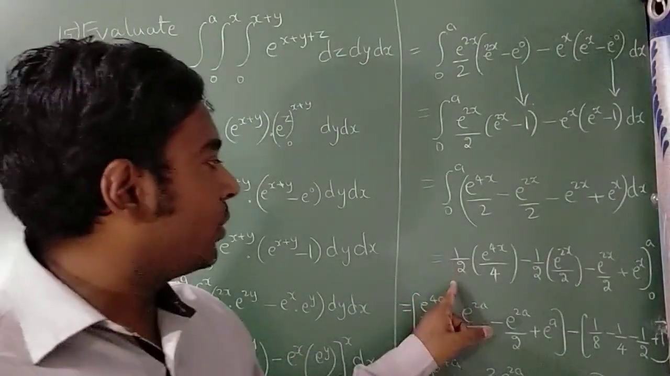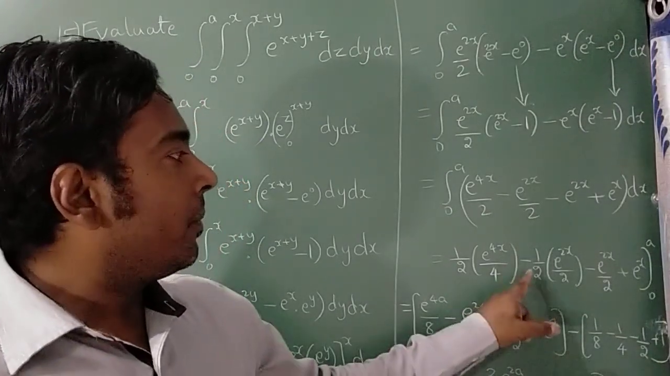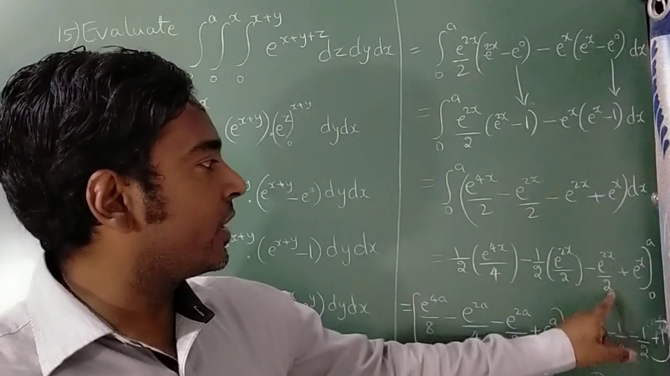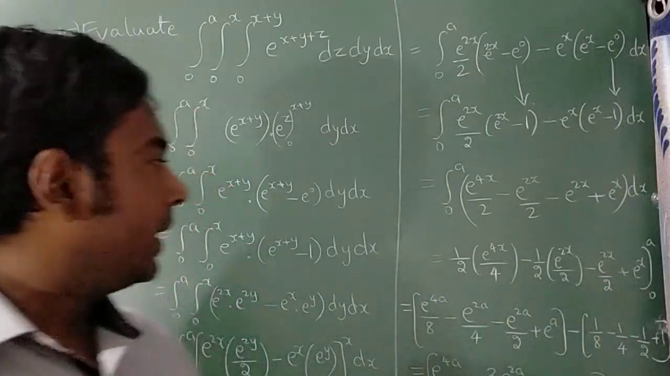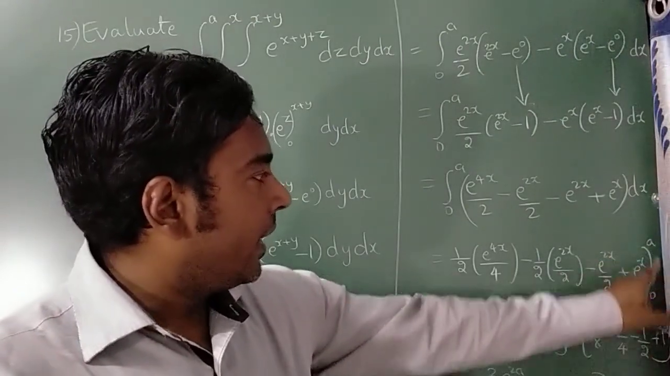So write 1 by 2 outside, e raised to 4x divided by 4. Okay. Minus 1 by 2 outside, e raised to 2x divided by 2 minus e raised to 2x divided by 2 plus e raised to x. Now 2 4s are 8. Now apply the limit a and 0.